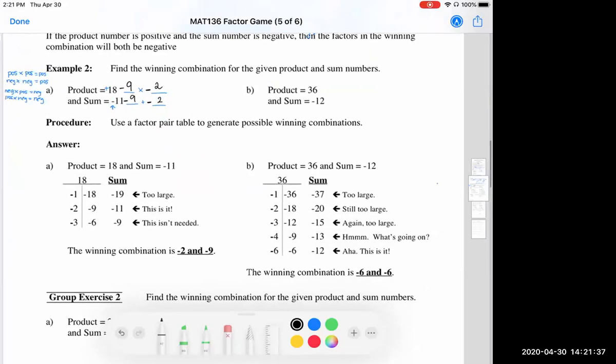And we have our work below. So for B, the product is 36 and the sum is negative 12. So I think of two numbers to when I multiply them, I get positive 36, but when I add them, I get negative 12. So what numbers work? We have right here, right? Negative 6 and negative 6. Because negative 6 times negative 6 gives me, I'm sorry, positive 36. So when I add them, I get negative 12.